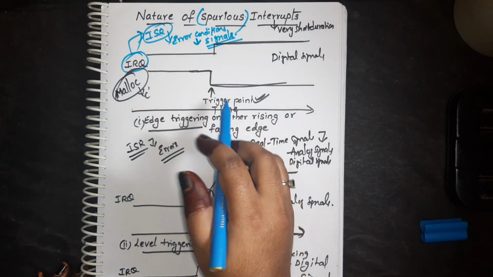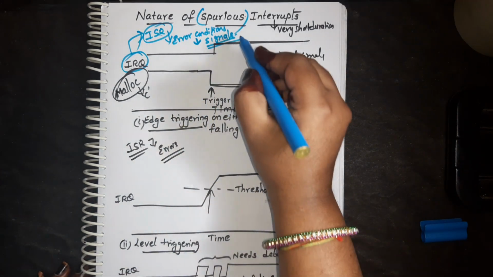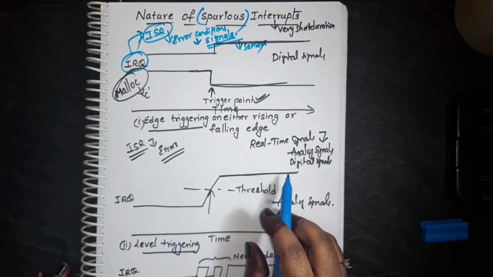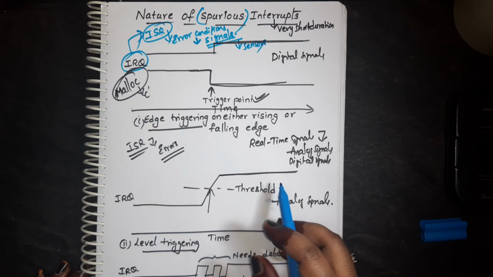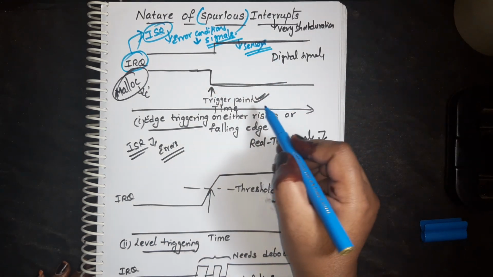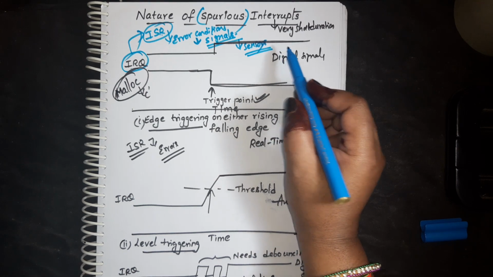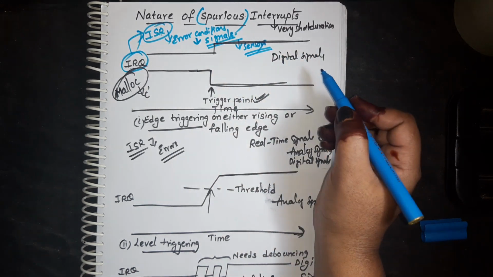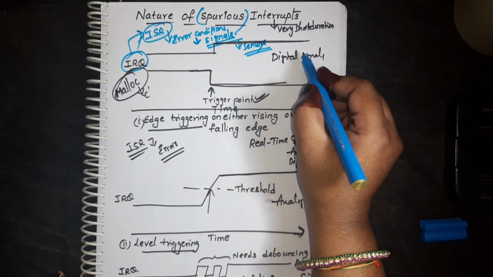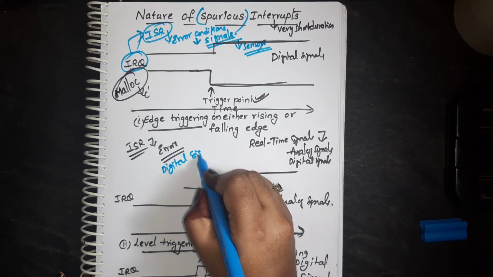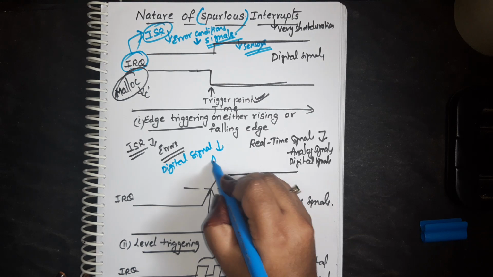Then you generate some kind of signals, and these signals are generated with the help of sensors or transducers. In embedded system architecture, we issue signals with the help of sensors or transducers. These signals are of two types. The first is the digital signal, and the second type is the analog signal.